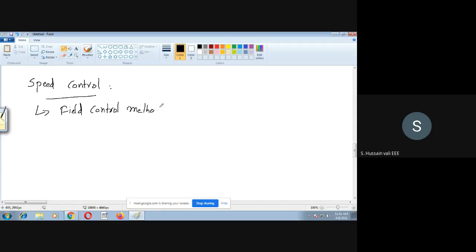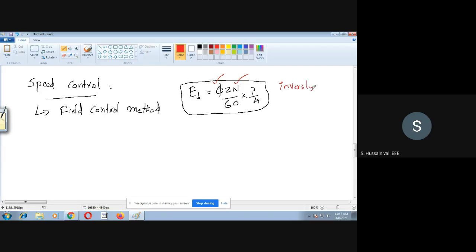Okay. So what is the field control method here? How is the field related to speed? Then we'll bring that equation. Eb, the back EMF, is equal to pi Z n by 60 into P by A. This is the equation we have for the back EMF. Now in this equation, you see flux is there and speed is there. How are these two related? They are inversely related.